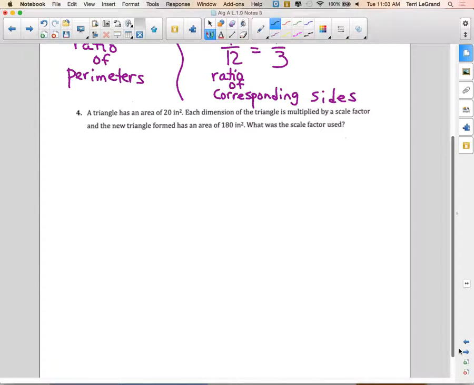Okay, let's try this one. A triangle has an area of 20 inches squared. Okay, so let's just draw one. Its area equals 20 inches squared. By the way, we can figure out how to find the area of this triangle, which would then help us find the dimensions or come up with some dimensions that could work. But you know what? I don't want to work that hard, so please don't make me, okay?